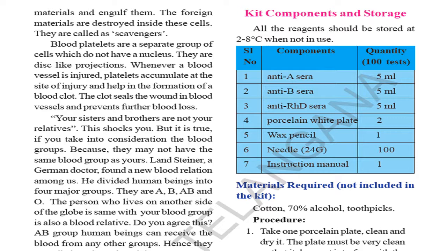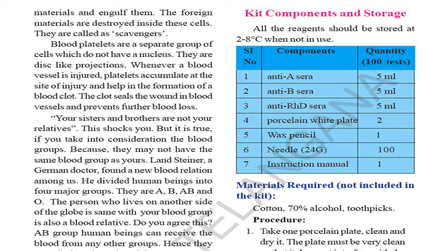Got it? The kit contains anti-A sera 5 ml quantity, anti-B sera 5 ml, anti-RhD sera, porcelain. These all are the kit components. Blood kit should be ready in the hospitals. It is there in some clinics: needle, sera, porcelain with white plate. Now there is a small experimental activity here. What are the materials required for it? Not included in the kit are cotton, 70% alcohol, toothpicks. Materials required, not in the kit for this experiment: alcohol and cotton, toothpicks. Procedure.